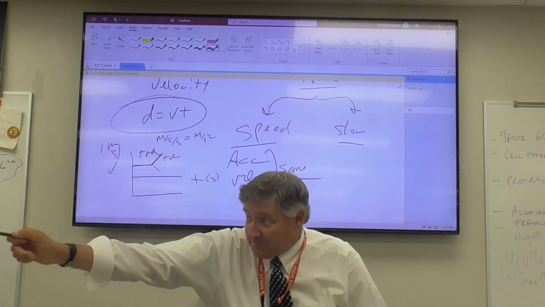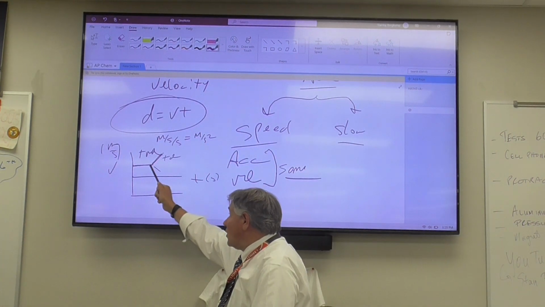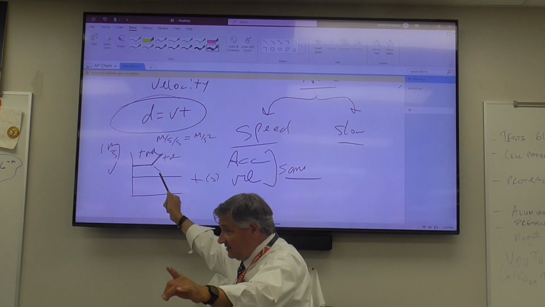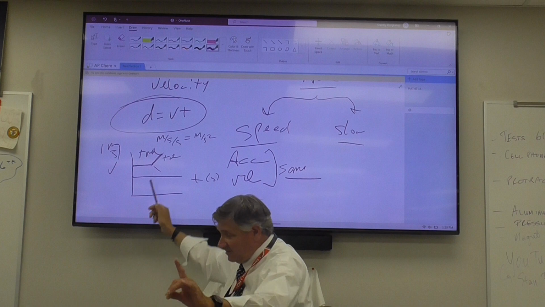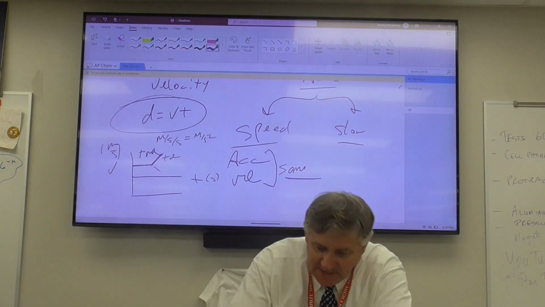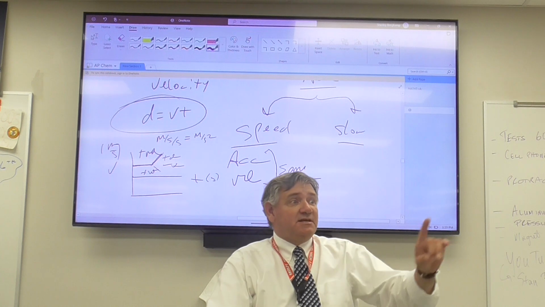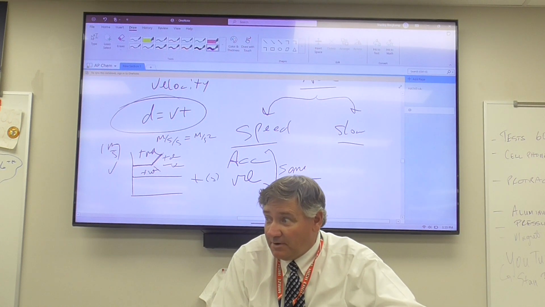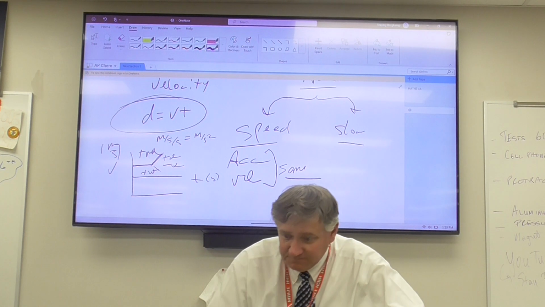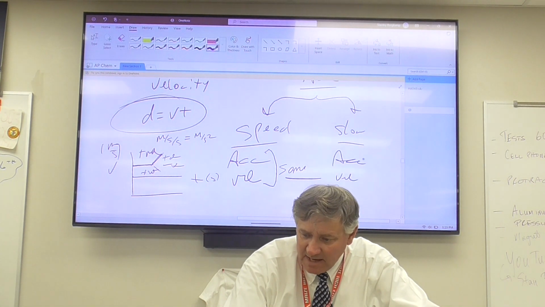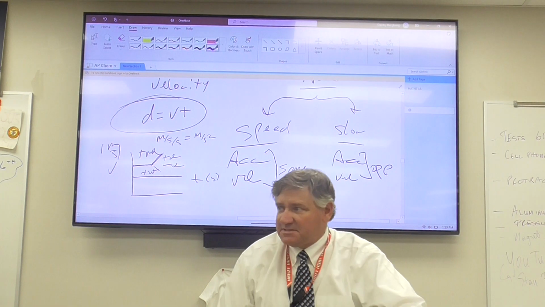Now, Sydney, you're back in a math class. This line is coming down here like this. What's the sign of that slope? Positive or negative? Negative. Oh, now I have negative acceleration, but I still have positive velocity. Now what am I going to do? Slow down. So if I'm slowing down, acceleration and velocity have to have opposite signs.